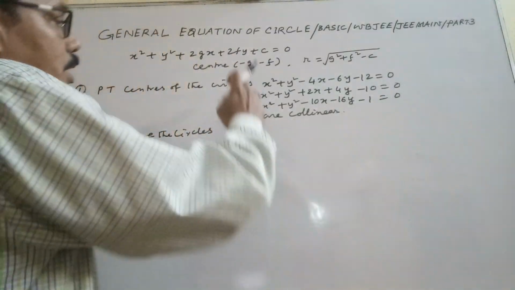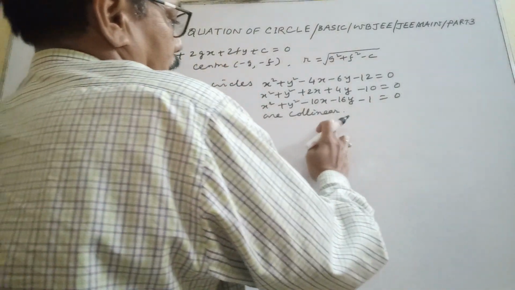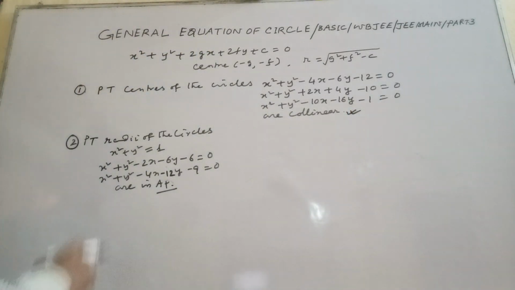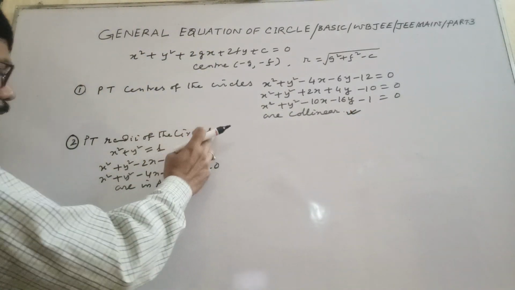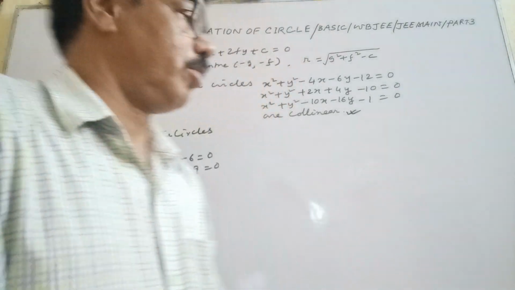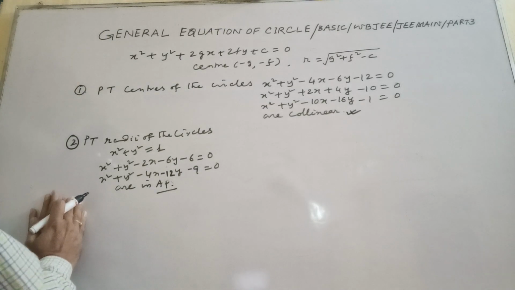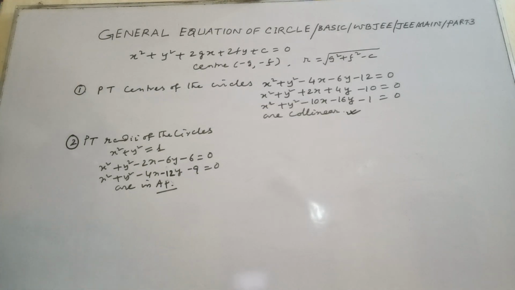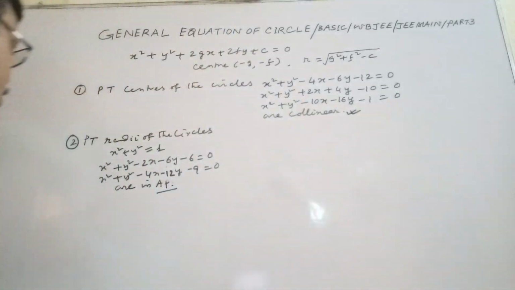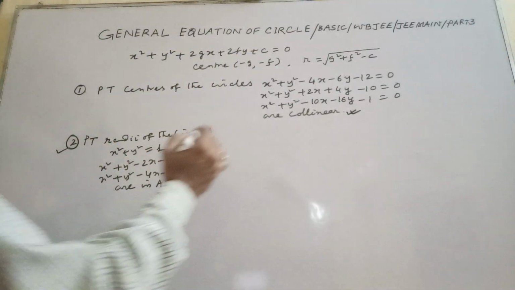Now we consider two simple applications. Number 1: prove that the centers of the circles are collinear. This is problem number 1. And number 2: prove that the radii of the circles are in AP. So, applications of circle: how to find center and radii. So, consider problem number 2.